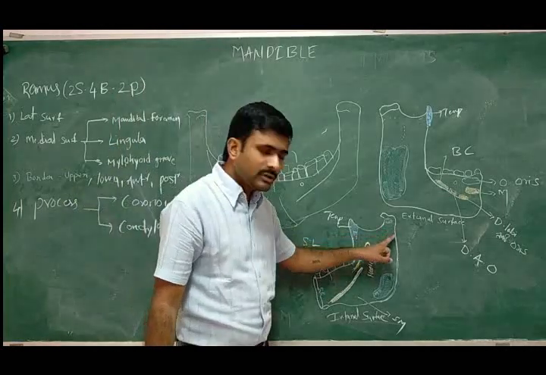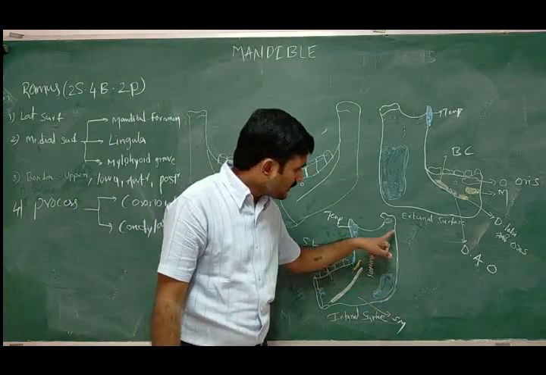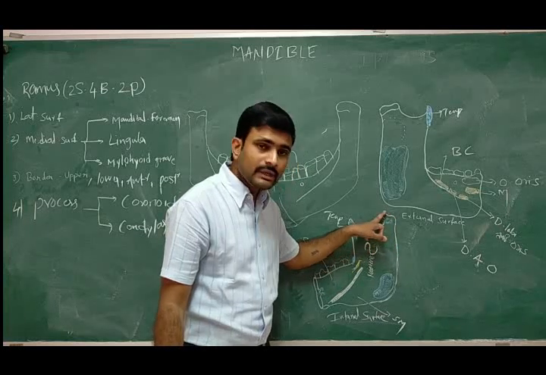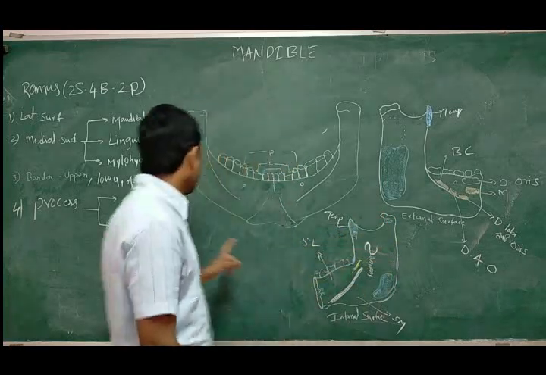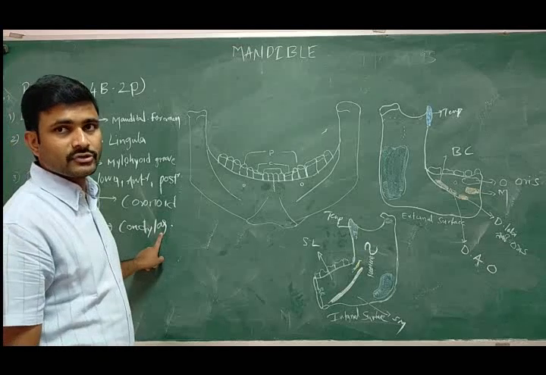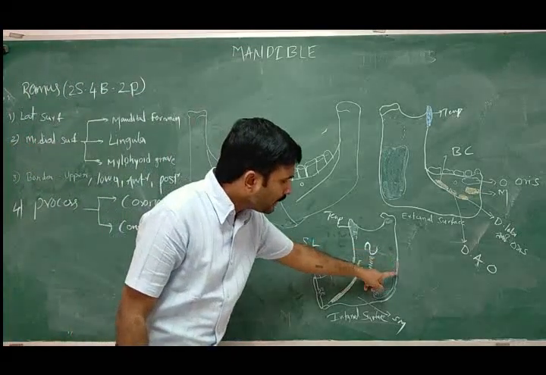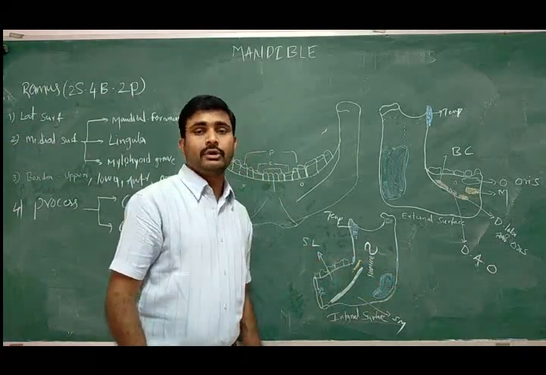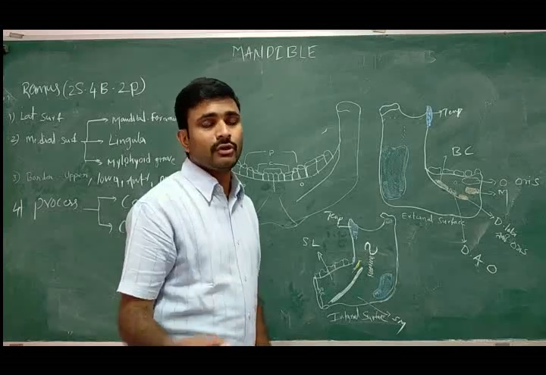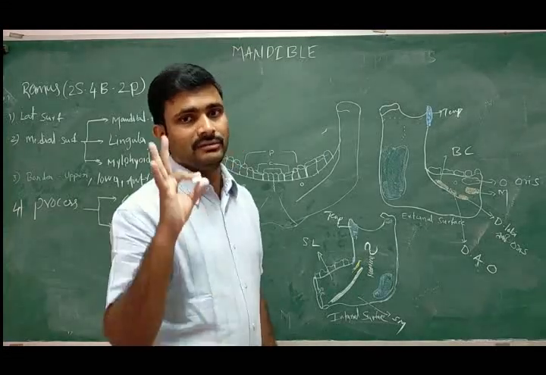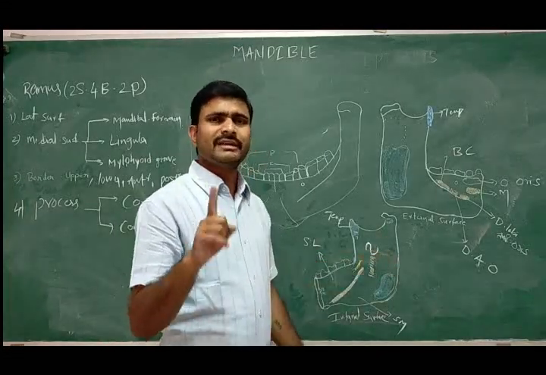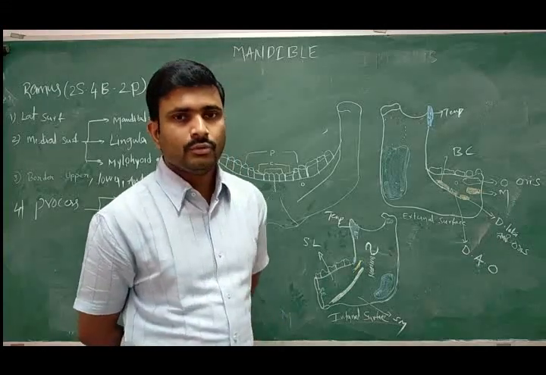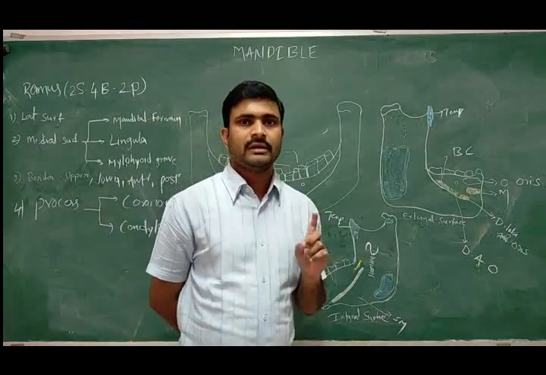Now last we come to the posterior border. Above, the posterior border forms one bony projection that is called the condylar process. And below it is continuous with the lower border or inferior border of the mandible, and this border is related to the parotid gland. Now come to the next.